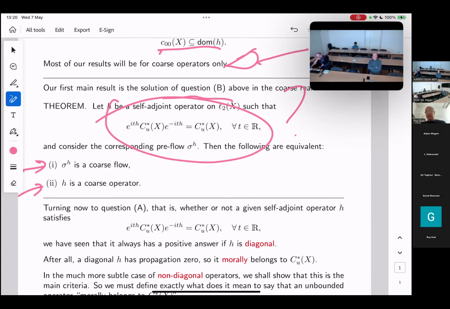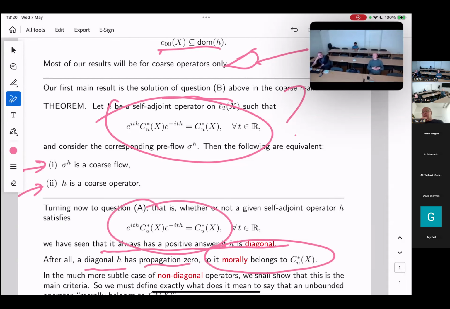Speaking about question A, we have seen that it always has a positive answer if H is diagonal. Remember that the matrix gets multiplied by coefficients, and so the matrices share positions of zero entries. So the answer is always yes. And we should say that a diagonal operator, even if it's unbounded, has propagation zero. So in a certain sense, it morally belongs to C star U. So it's no surprise that this holds.